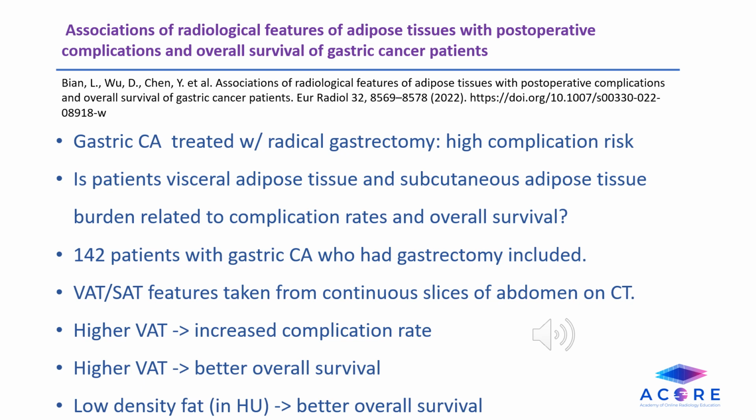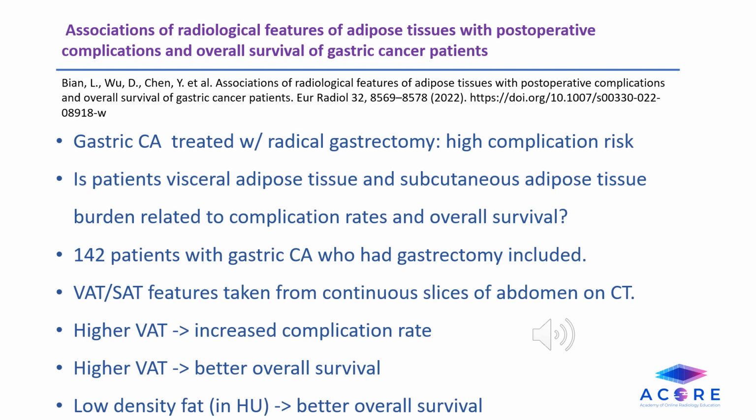This next article also comes from the Journal of European Radiology. Gastric cancer, which is the third leading cause of cancer death, is treated most effectively by radical gastrectomy, which has a high incidence of complications that may be severe and lead to death. This study evaluates characteristics of visceral adipose tissue and subcutaneous adipose tissue and their relationship to complication rates and overall survival in patients who underwent radical gastrectomy for gastric cancer.